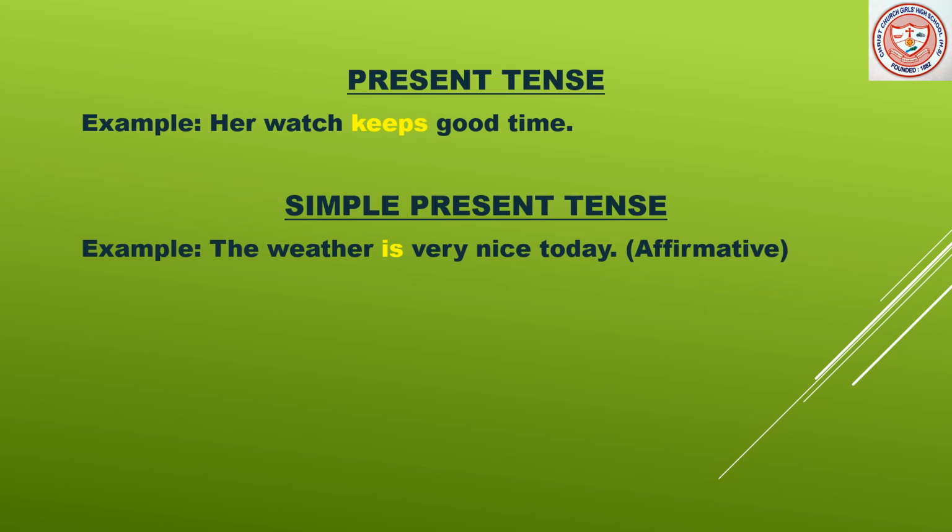This is an affirmative sentence. Okay, so this is an example of simple present tense. You can see that we have used the present form of the main verb be, and the action is related to present time. So now we will see how to make it a negative sentence. So what is the negative one? The negative one is the weather is not very nice today.